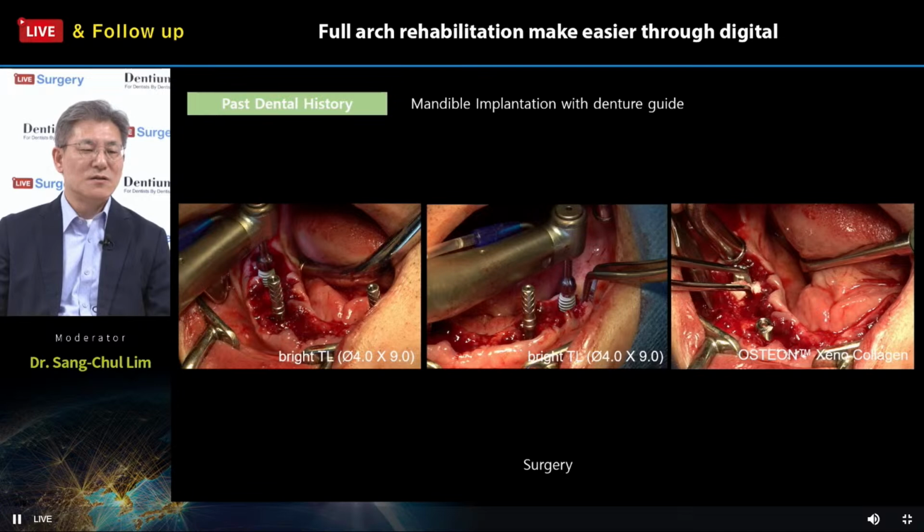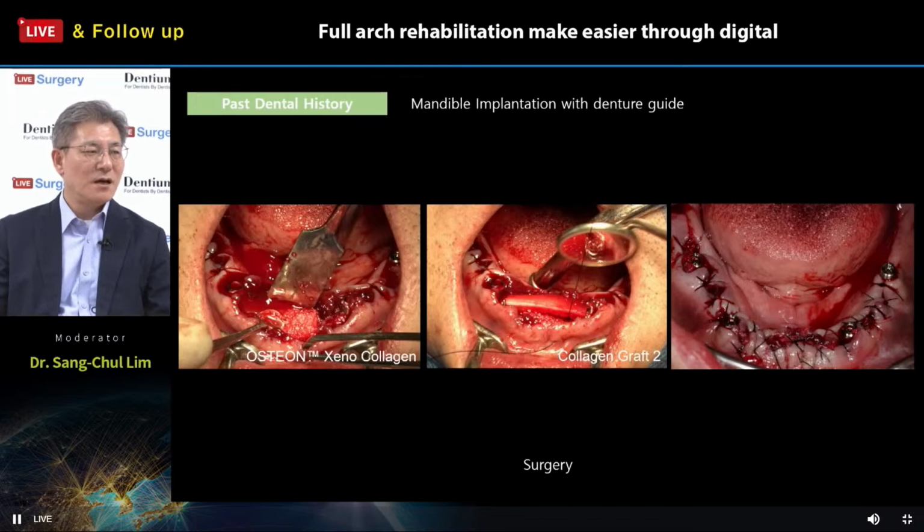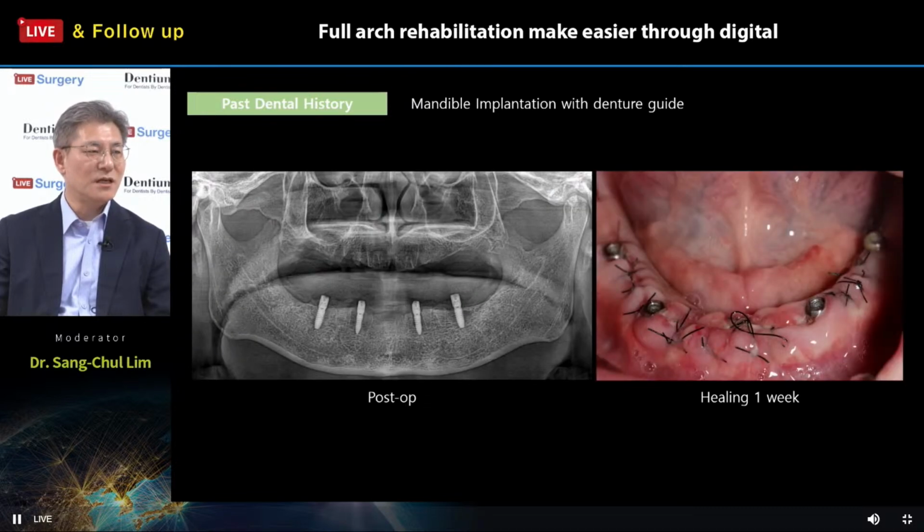And after that, Osteon Collagen as a bone graft material was inserted in the defected area, and the anterior area also received Osteon Collagen. This one is a collagenized graft material, a brand new graft material. The source is a xenograft. Coupled with the Collagen Graft 2 covering the top portion of the Geno Collagen, and the suture. A very simple and practical surgical procedure was done. And the post-op is here.